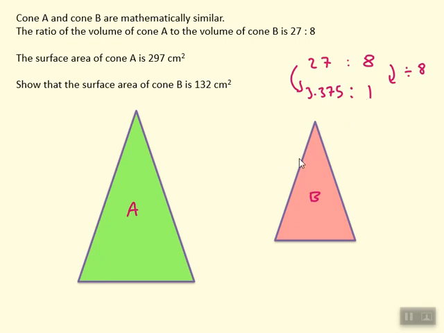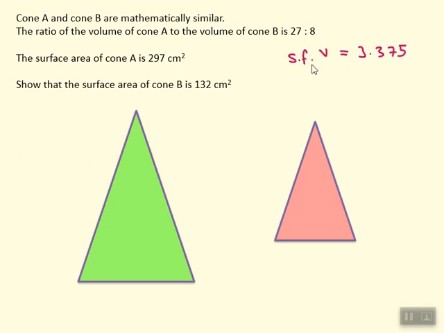That means if this thing had a volume of 1 centimeter cubed, then this one has to have a volume of 3.375 centimeters cubed. That's how it works. But really, that number there is the scale factor, because the ratio is 1 to something, so this must be the scale factor, 3.375. So we now know the scale factor for the volume.